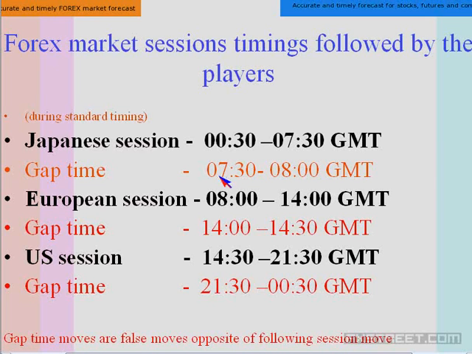The European session starts at 8 GMT and runs up to 14 GMT. 14 to 14:30 is the gap time again before the start of the US session. 14:30 to 21:30 is the US session. 21:30 to 0030 is the gap time again, about 4 hours of gap time before the next day starts.